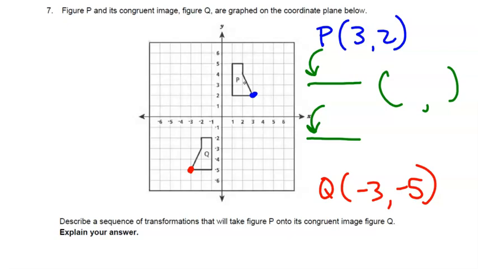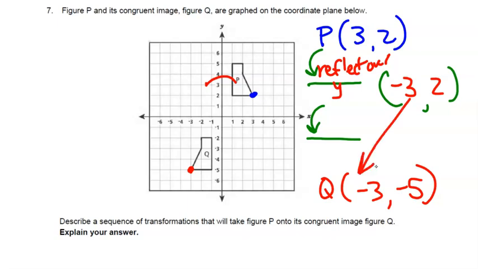Well, I definitely know that I need to either rotate or reflect to get over to this other quadrant here. So maybe I'll consider a reflection over the y-axis. Let's try. Reflect over y. If I do that, I'm going to change the sign of my x value. Ooh, that's a match. That's pretty good. Now, how is this 2 going to become a -5? That's interesting. I definitely need to subtract, and I need to subtract 7.